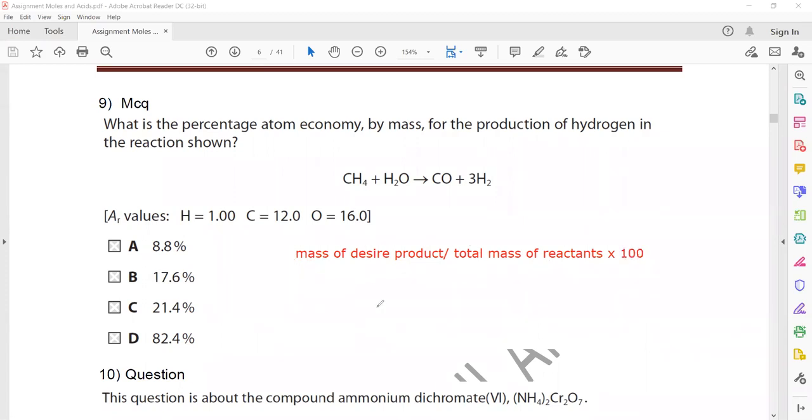So mass of desired product, hydrogen is a desired product here. So total mass 3 multiplied by 2, that's equal to 6. Divided by total mass of the reactant. So carbon is 12 plus hydrogen 1 into 4, so that is 16, plus water mass is 18. So 18 plus 16, that's equal to 34, into 100. So 6 divided by 34 multiplied by 100, that's equal to 17.6% atom economy of hydrogen by mass. So the correct answer for this question is B.